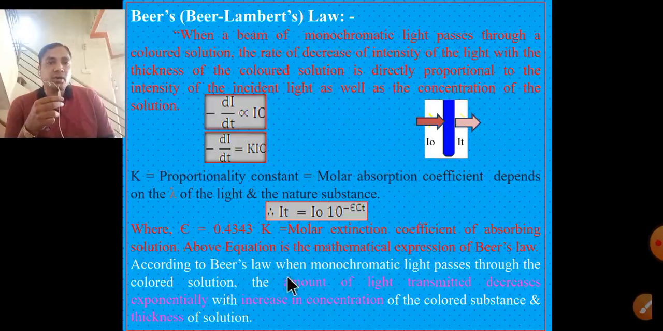According to Beer's law, when monochromatic light passes through the colored solution, the amount of light transmitted decreases exponentially with increase in concentration of the colored substance and thickness of the solution.